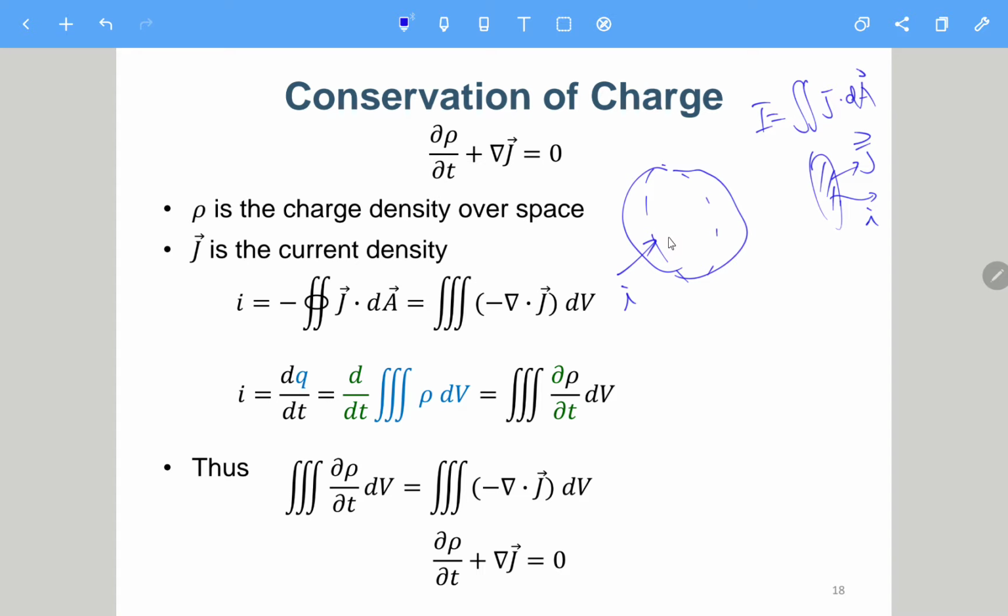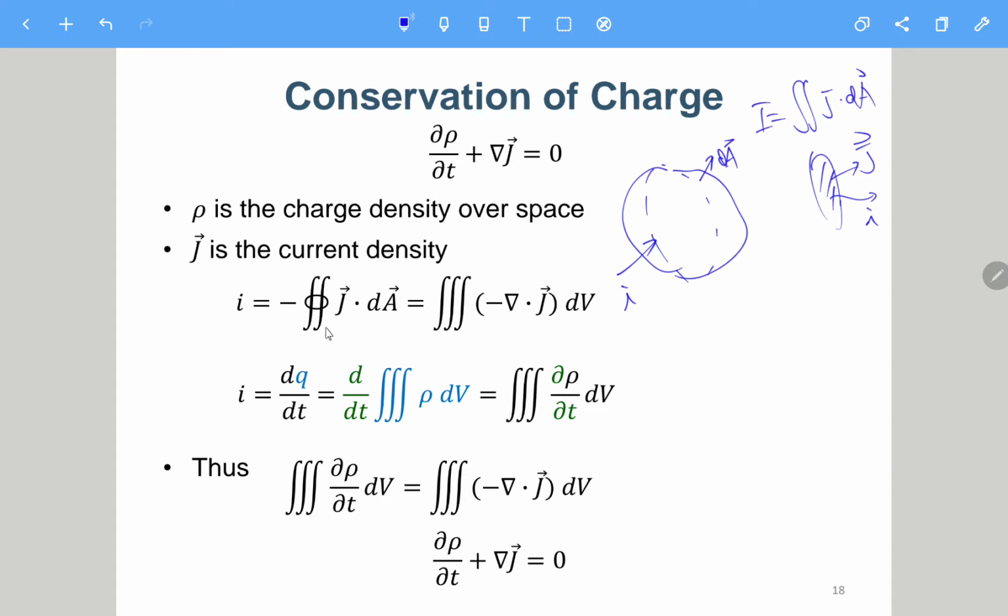this region. And for this surface integral, we always define that dA is pointing outside. dA is always pointing outside, which means that if the J is flowing out, this is a positive value. But here we try to define the I to be pointing inside.